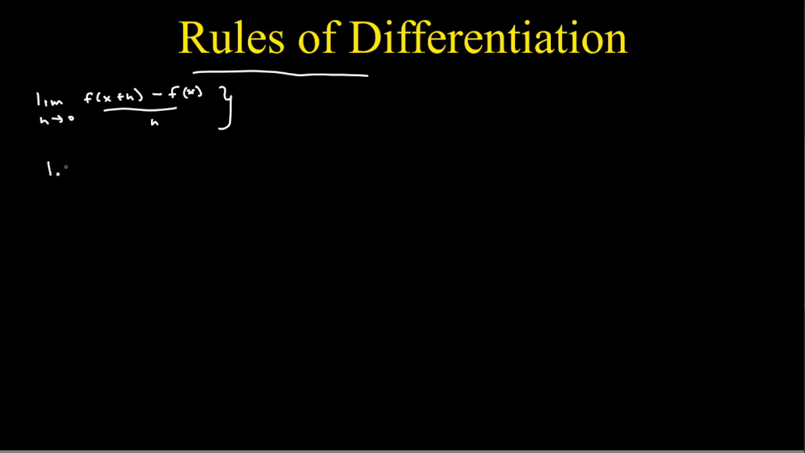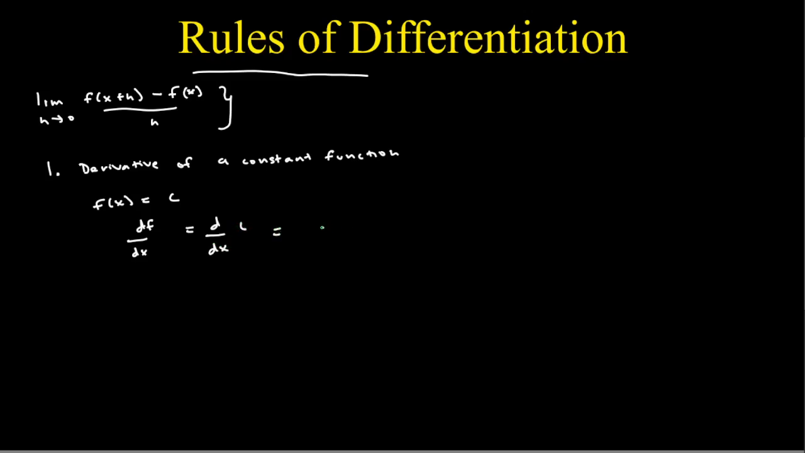So the first one is the derivative of a constant function. Okay. So let's just say there's a function f of x which always takes on the value of c. So the derivative of f with respect to x, and notice the notation, we can write it similar to this where we're just substituting in c, is always equal to 0.